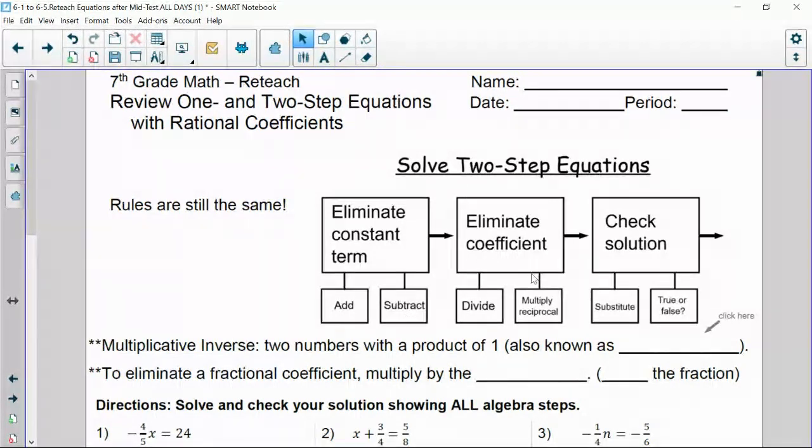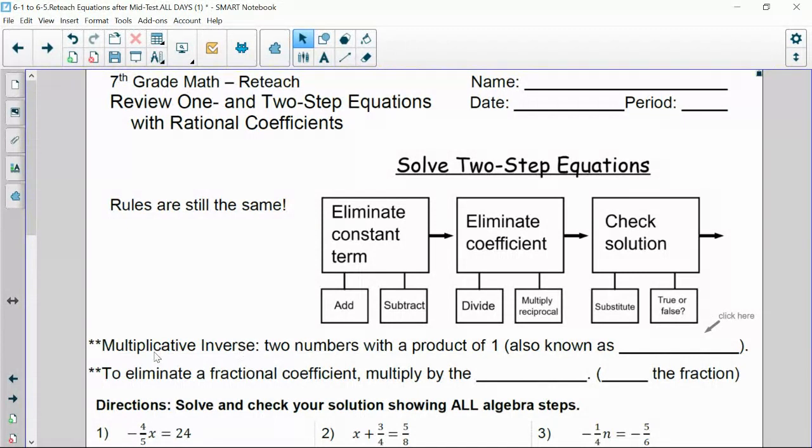Then the coefficient with whatever it equals, you are either going to divide if you see multiplication, and if you see a division or a fraction coefficient, you're going to multiply by the reciprocal. Remember, that's taking a fraction and flipping it over. Okay, then of course, always check your solution. You substitute the variable with your solution, and if you get the same number equal to the other number, it's true and you're good. If you don't, it's false.